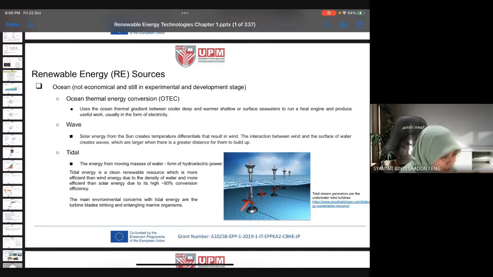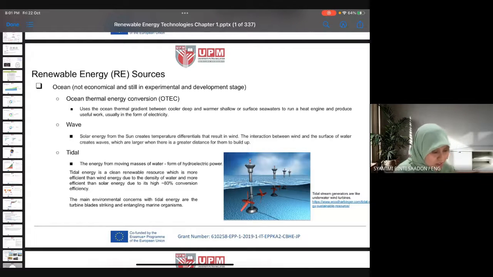Okay, and then wave. Solar energy from the sun creates a temperature differential that results in wind. Waves in the ocean can also create energy, but it depends on the sun, solar energy, and also wind. The interaction between wind and the surface of water creates waves, which are larger when there is a greater distance for them to build up. So likewise the distance, the gradient, triggers how much energy can be produced.